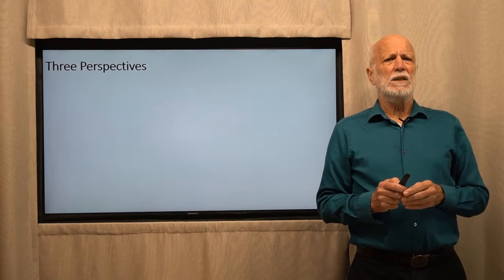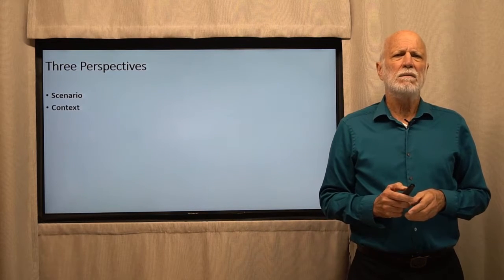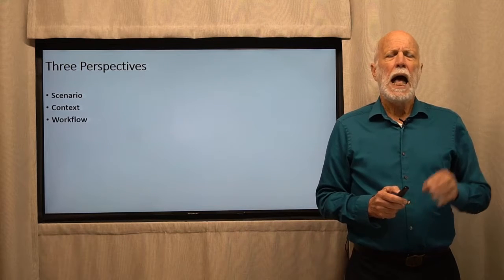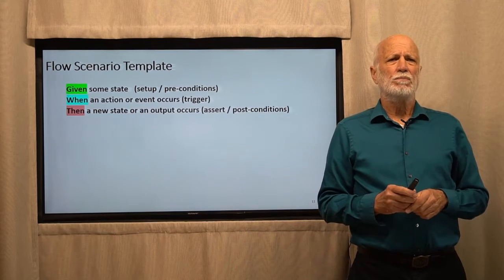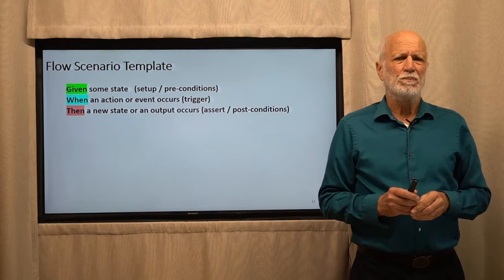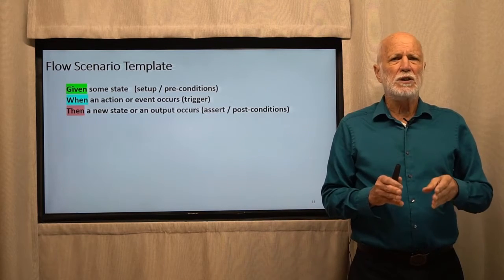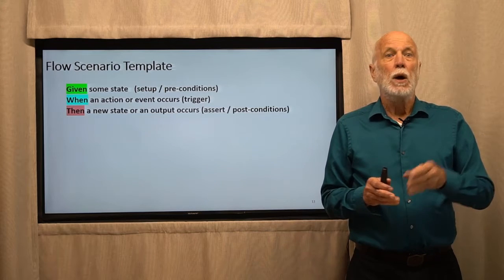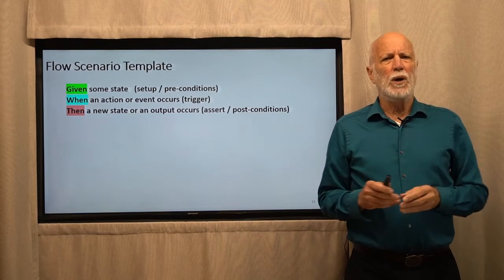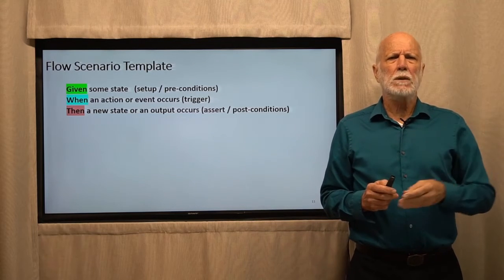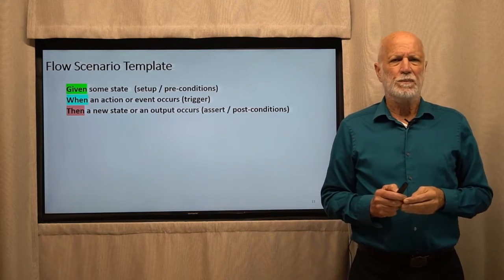There are 3 perspectives on this story. The scenario, a text-based perspective, a context diagram, and a workflow. So let's look first at the scenario. Here's a flow scenario, the template for it. Given some state, i.e. that we need to do a setup, we have some preconditions. When an action or event occurs, a trigger, then a new state or an output occurs with an assert, or that's the post conditions. A flow, given, when, then.